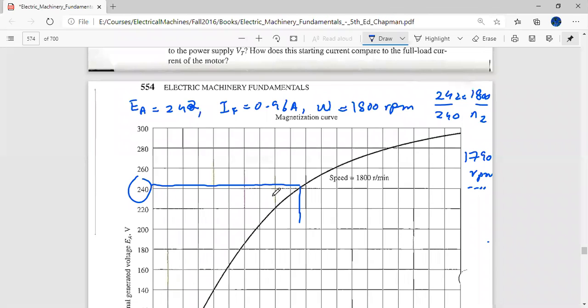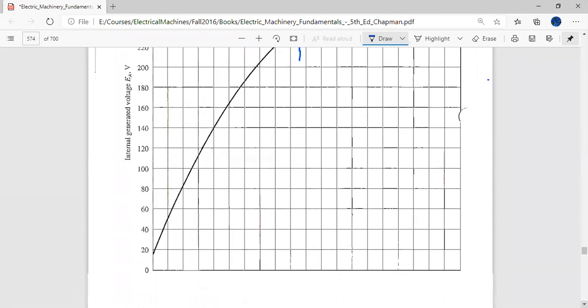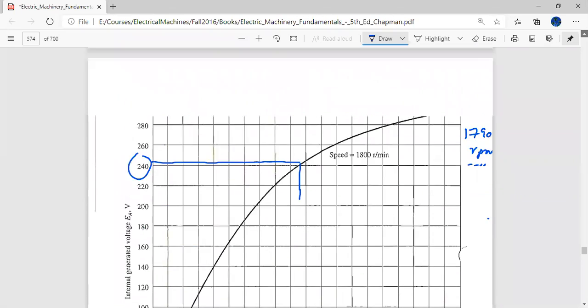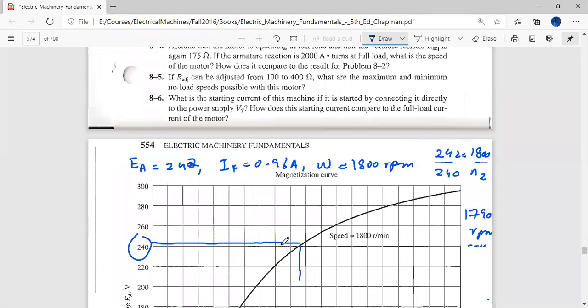Has everyone understood this? If you had just read off the value of 240, then the answer would be the same. So even the no load speed would be 1800. But if you read the curve carefully, then you are going to see that for 0.96 amperes field current, the value is slightly deflected from 240. Maybe it is 241 or 242. So it is just a matter of how you read the curve. Is everyone okay?